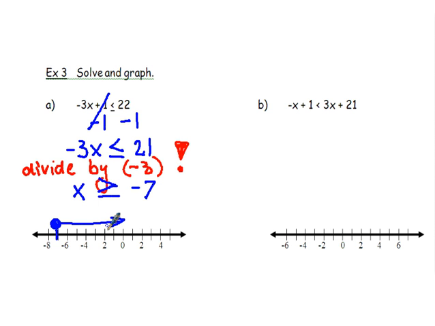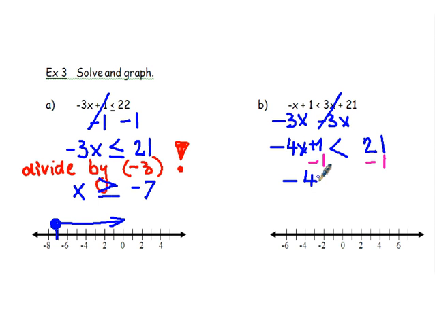Again, we will be combining the x expressions and those without x. So let's subtract 3x first. Remember, you have to do it on both sides. So on the left-hand side, we have minus 4x plus 1. Remember, we didn't cancel that yet. Here, we get rid of the x expressions, and we have 21. Now, we need to do inverse operation to addition, right? We are adding 1, so we need to subtract 1. And we get negative 4x is less than 20.